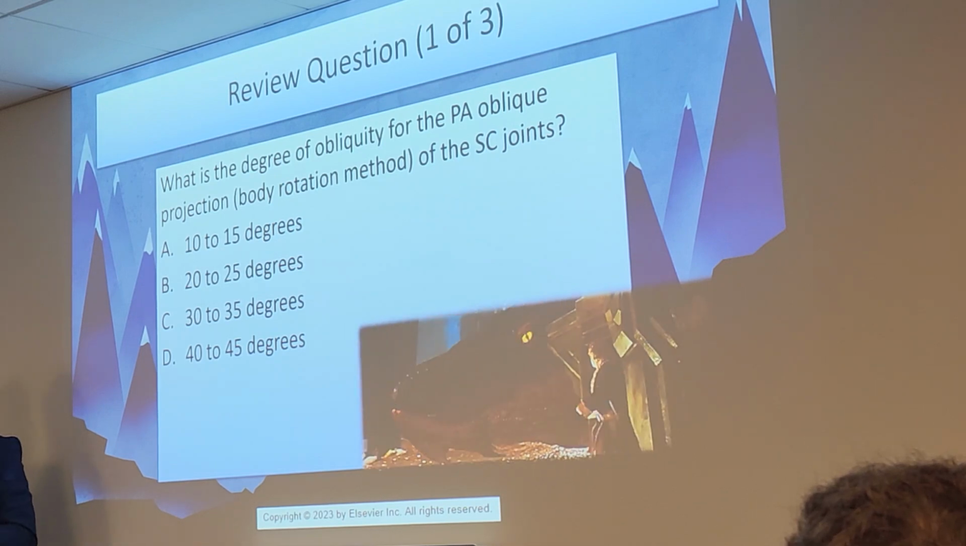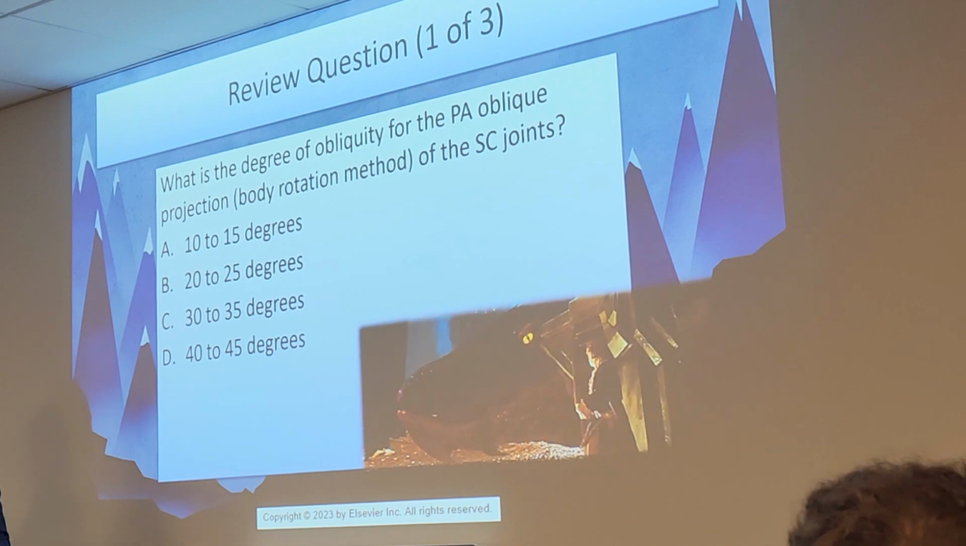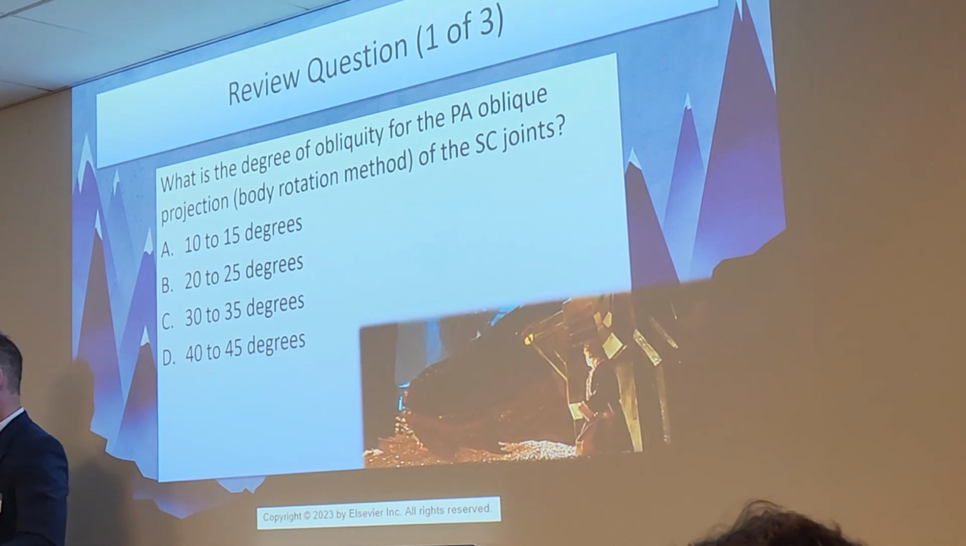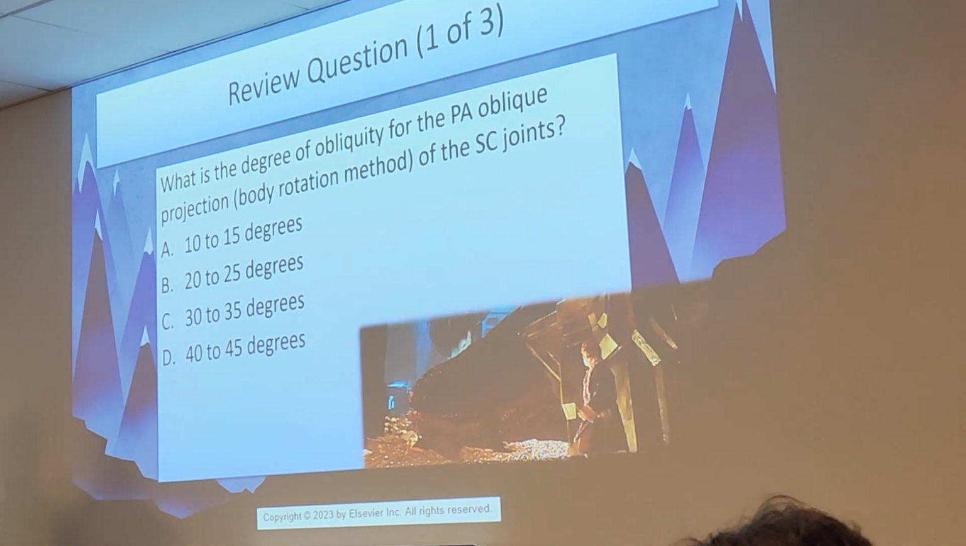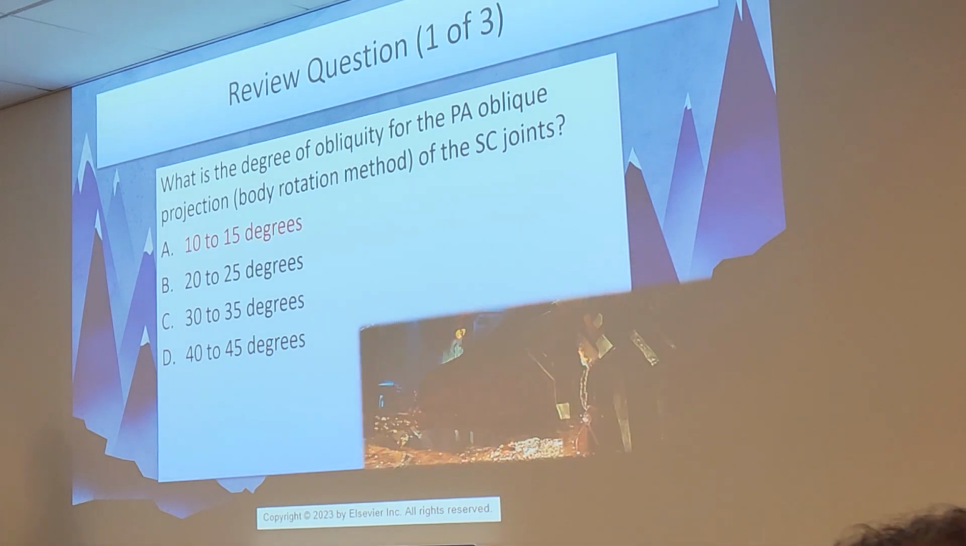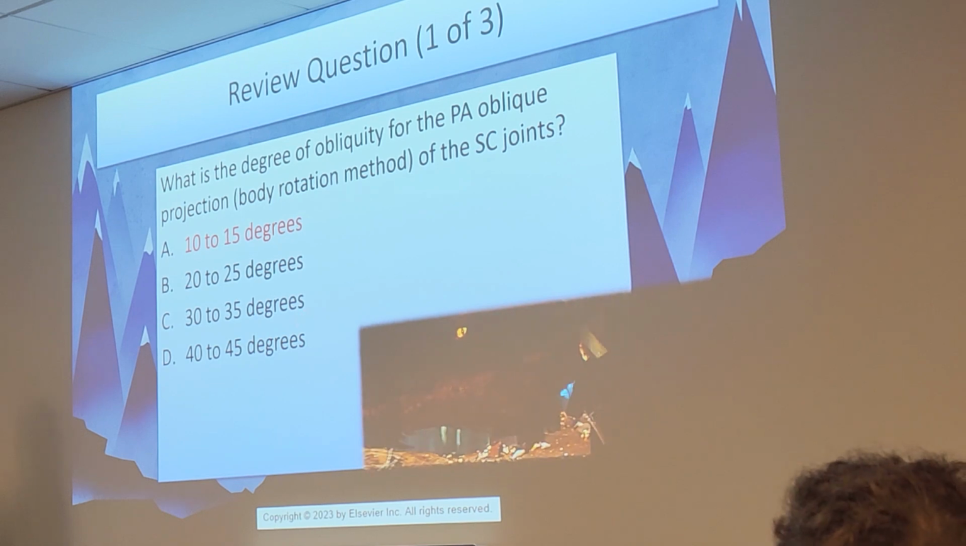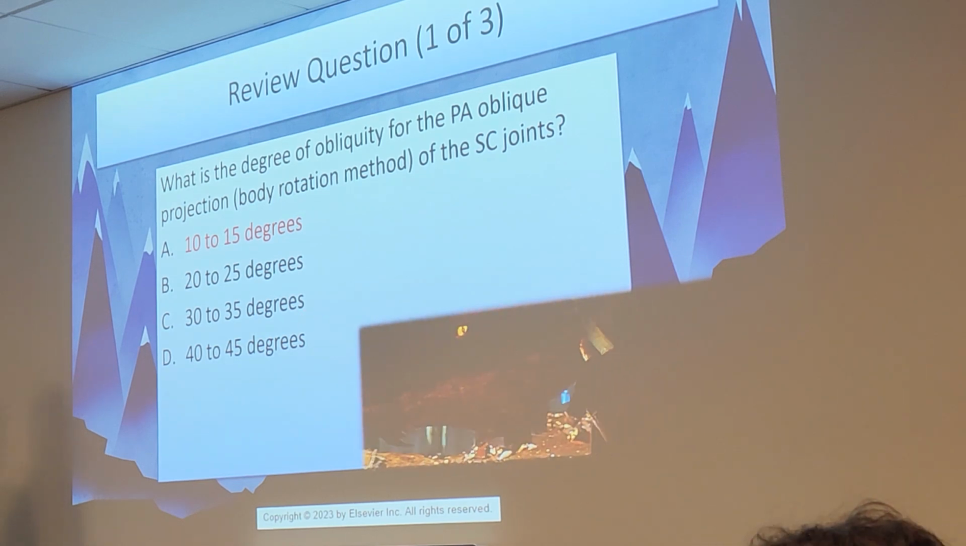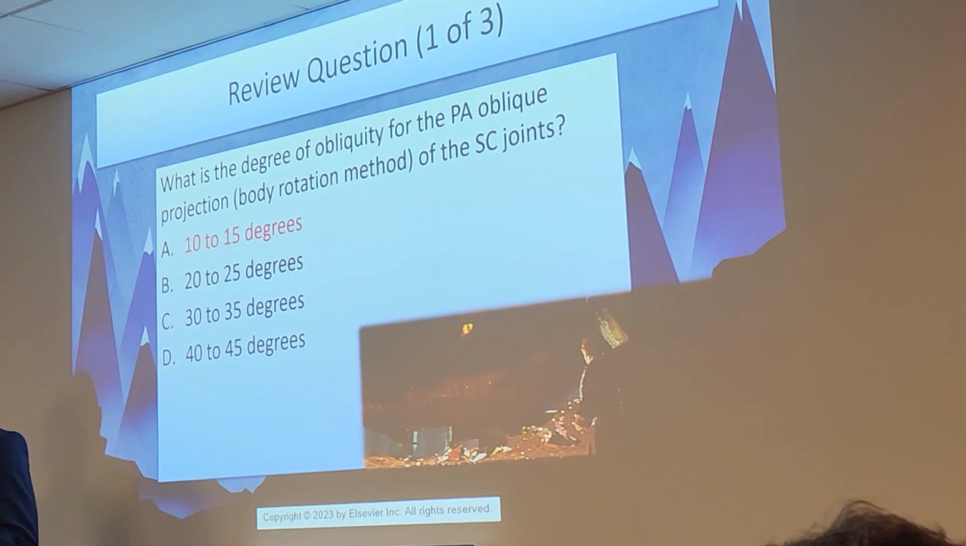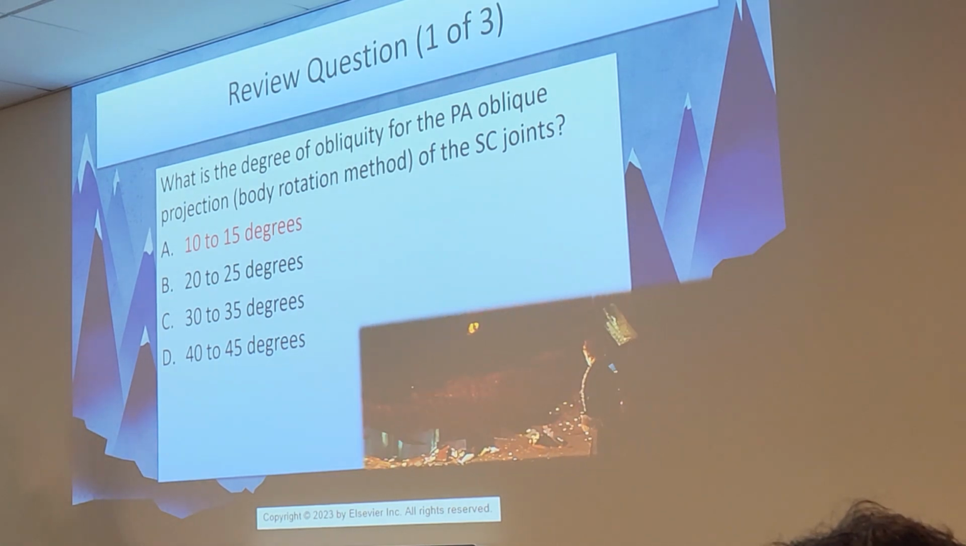All right, what is the degree of obliquity for the PA oblique projection of SC joints? 10 to 15. Now notice I did put that old faithful 45 in there, but that didn't trip you up. Just keep in mind, that's a very slight oblique. We're not using 45. The only 45-degree oblique this chapter is those ribs. The other ones have more specific degrees of obliquity, that being the sternum and the SC joints.